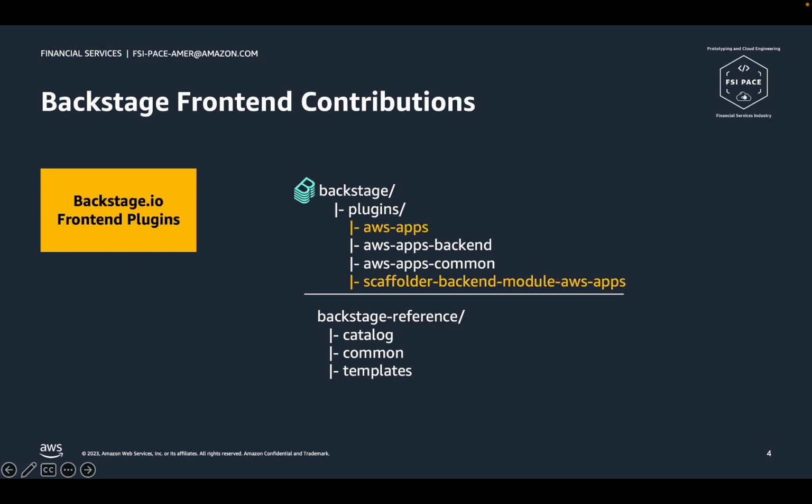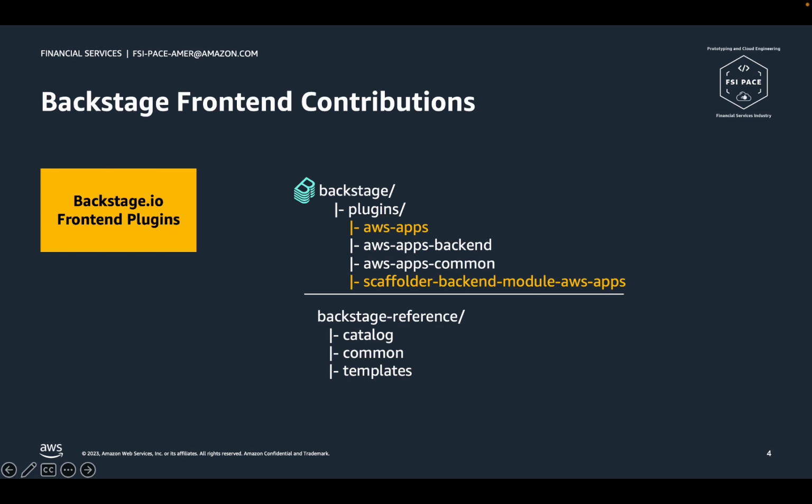The Scaffolder backend module AWS Apps plugin technically provides backend code. However, it contributes custom Scaffolder actions, which allow software templates to customize the application creation and deployment process. So we're going to review how this works in this video.